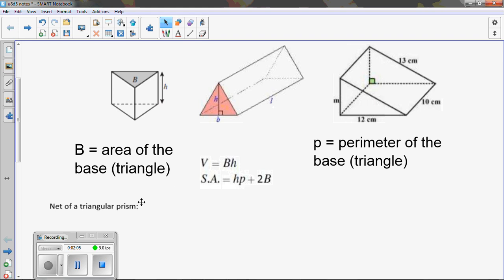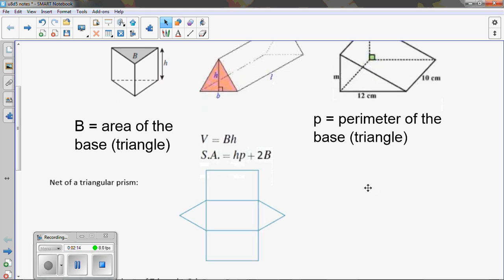Okay? So a net of a triangular prism, remember a net is just a 2D shape, like when you undo the three-dimensional figure. This is a typical form of it, so it's the triangles on either side and then the 3 rectangles that are in between them.